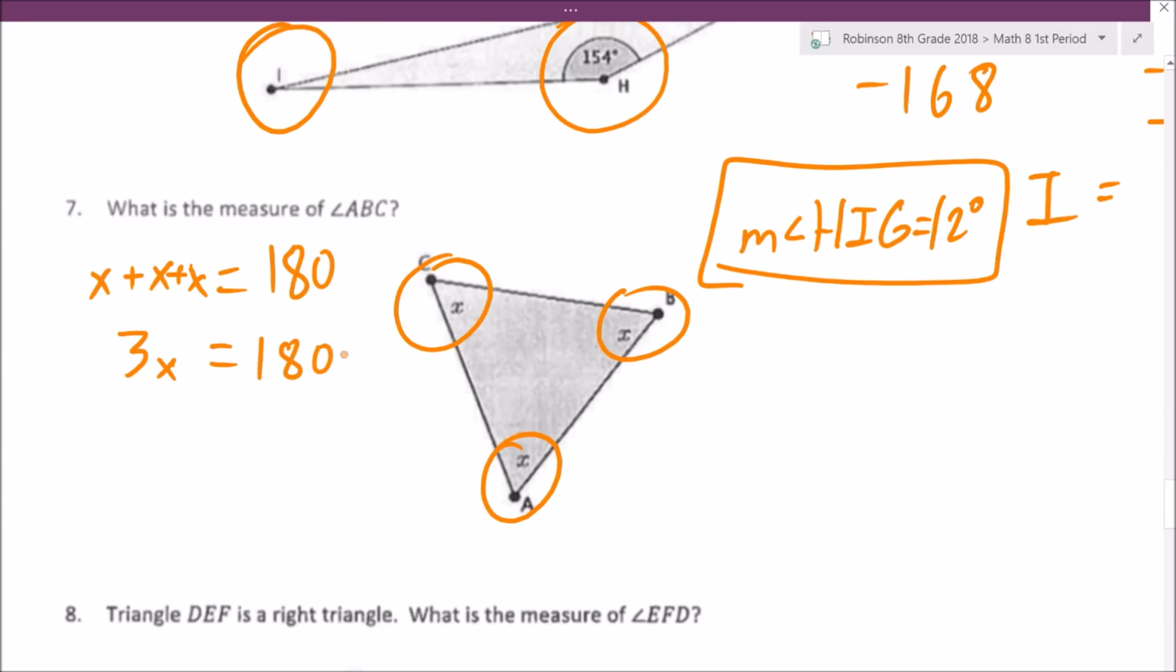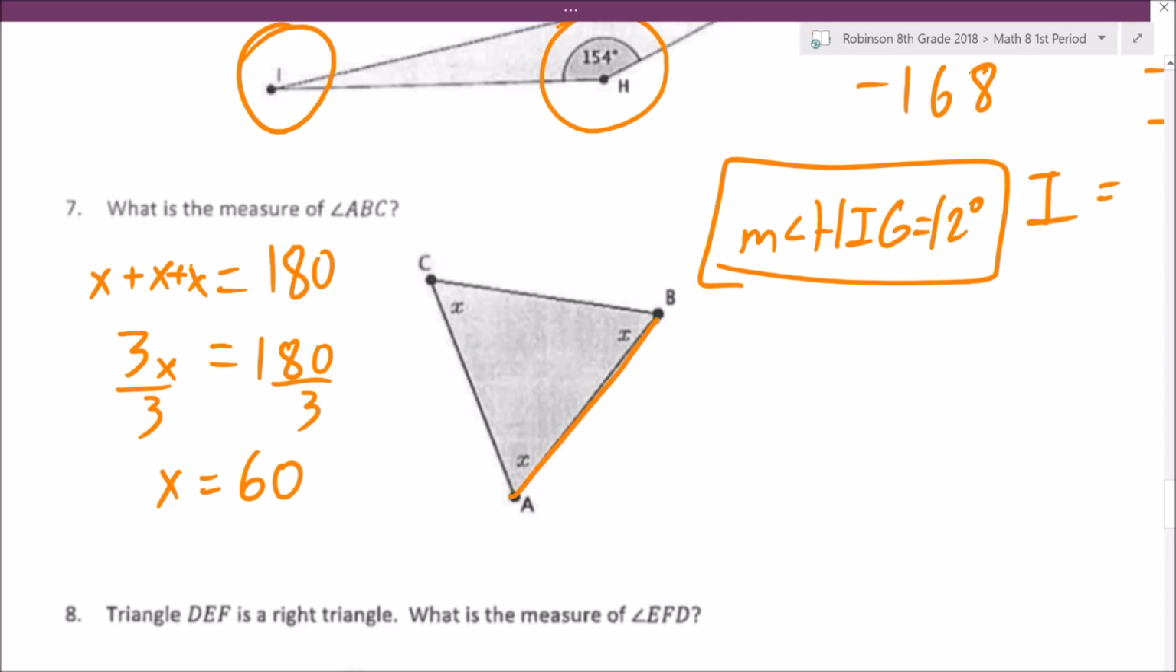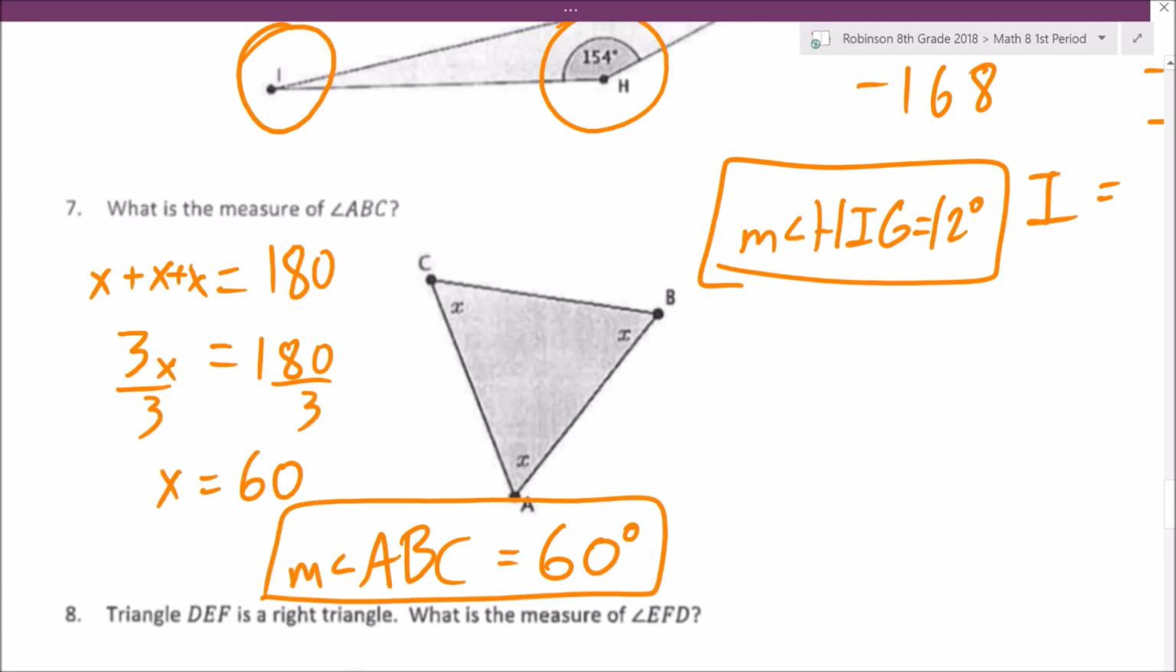Now it's still a one-step equation. I divide. 180 divided by 3 gives me 60. So angle ABC, this one, is worth x degrees and x is 60. So the measure of angle ABC is equal to 60 degrees. Okay, so sometimes even if it looks weird and we don't really see any numbers, we can still find our answer.